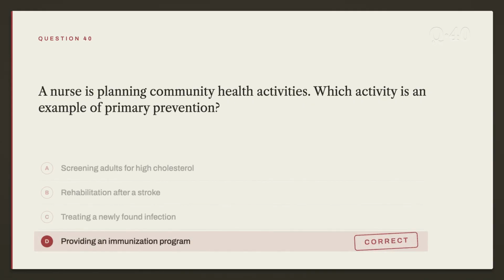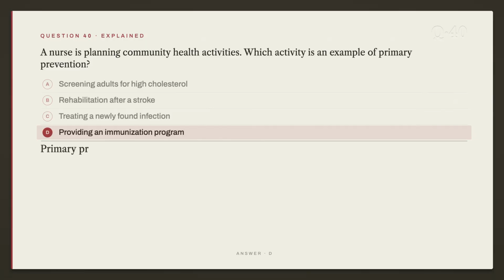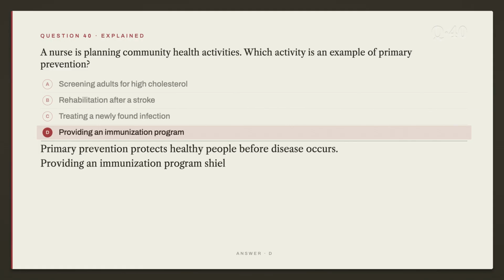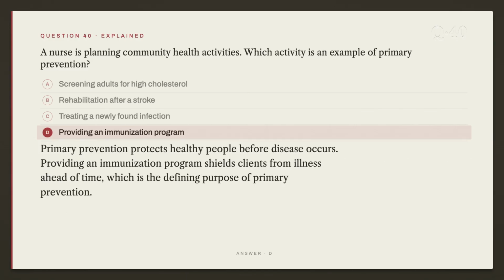The correct answer is D. Providing an immunization program. D is correct because primary prevention protects healthy people before disease occurs. Providing an immunization program shields clients from illness ahead of time, which is the defining purpose of primary prevention.